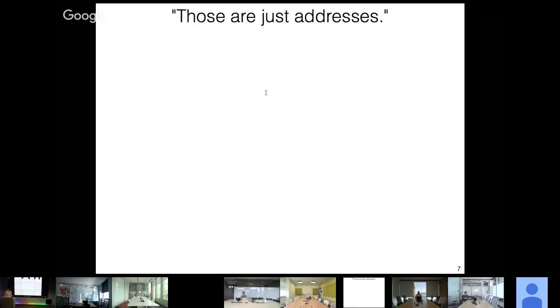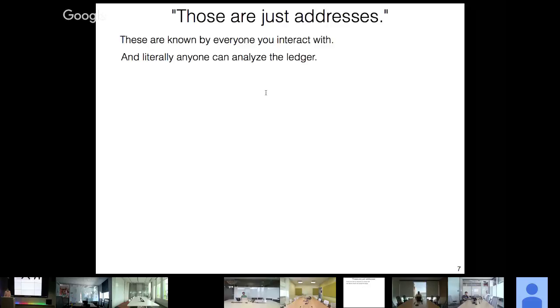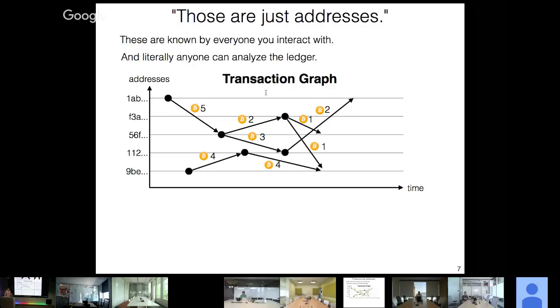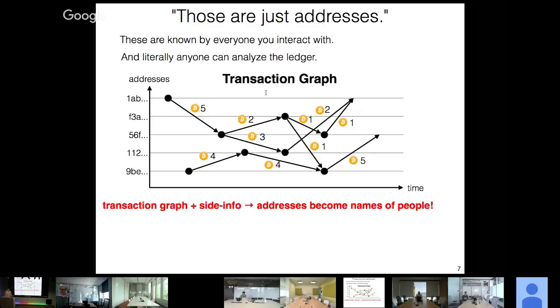Well, these are addresses that are known by everyone you interact with, right? At some point, you show up at the cashier, and maybe that person knows that you were there. And anyone really can analyze the ledger. Even though the ledger is a sequence of transactions, you can show it pictorially. If you think about the y-axis as addresses and time going along the other direction, you can literally write down a graph of the way the cash flows on the blockchain. You can try to infer from the way the graph looks whether this is changing hands, or it's the same hands, or different people. And you can correlate this information with real world information. Suddenly, it's actually not so hard to turn addresses into real people.